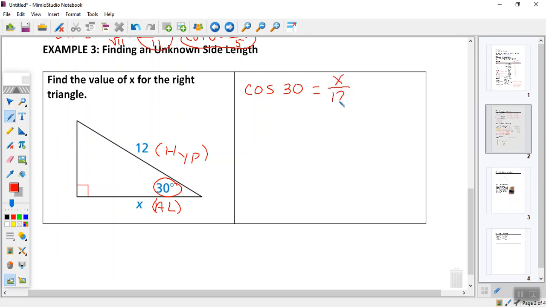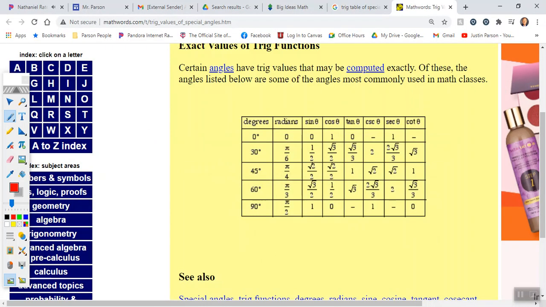Okay. Now, kids, the idea here is this. A couple of ways to do this. We're going to do this as an exact value first. It turns out 30 degrees is considered a special angle in trig. And really, kids, when we're dealing with right triangles, the only angles I'm really concerned about are 0 degrees, 30, 45, 60, and what?